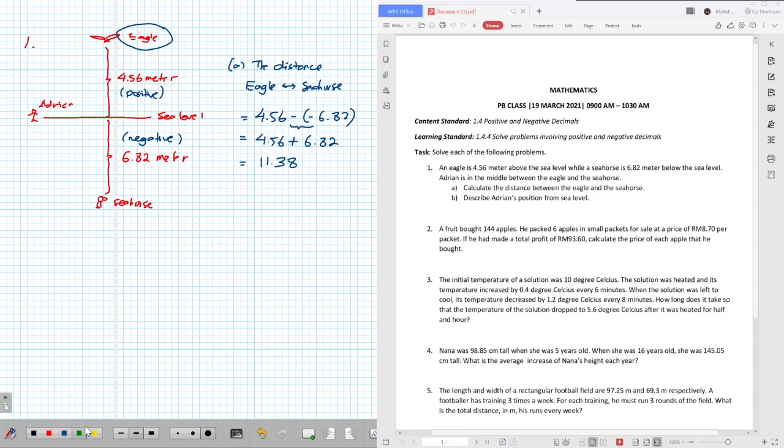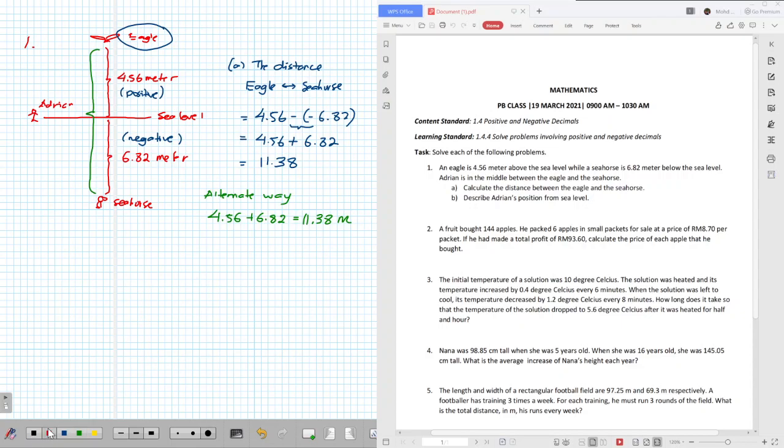But if you want to use the logical way, you can see the distance is just the sum. No need to use the negative as well. So this is the alternate way: you just add 4.56 plus 6.82, because this is the total distance, and you will get 11.38 meters. So this is how you calculate question A. Now we look at question B.